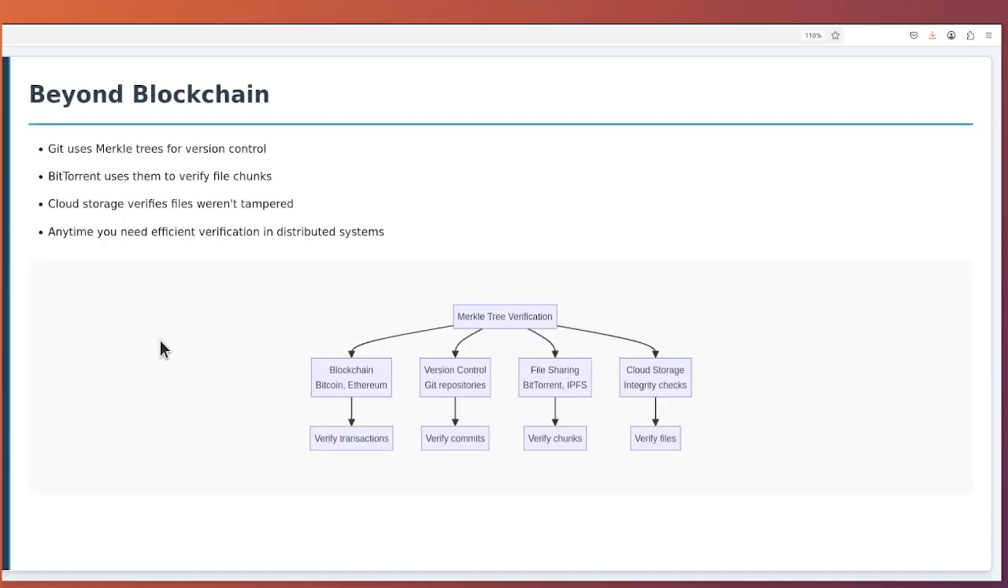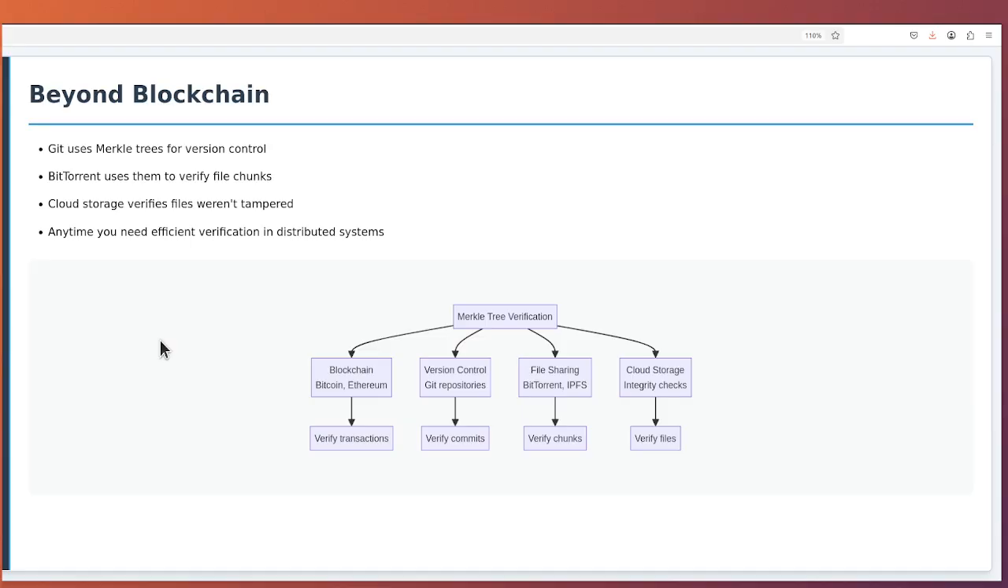Beyond blockchain. Merkle tree verification isn't just for blockchain. It's used in many distributed systems. Git, the version control system that developers use, relies on Merkle trees. When you clone a repository, Git can efficiently verify you got the right files. BitTorrent uses Merkle trees to verify file chunks. When you download pieces of a file from different people, you can verify each piece is correct.